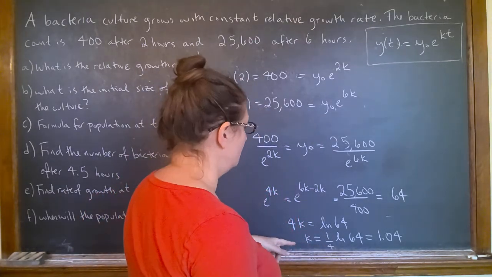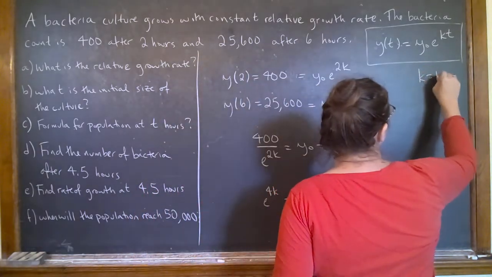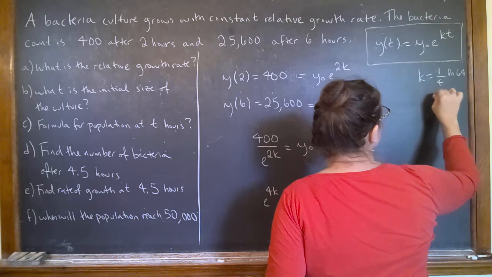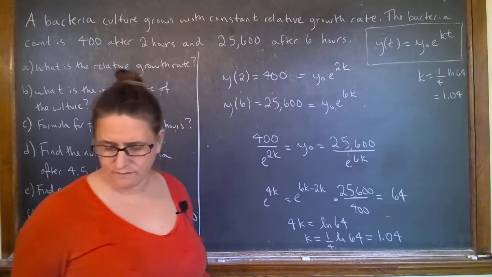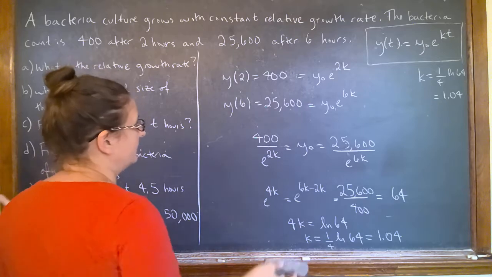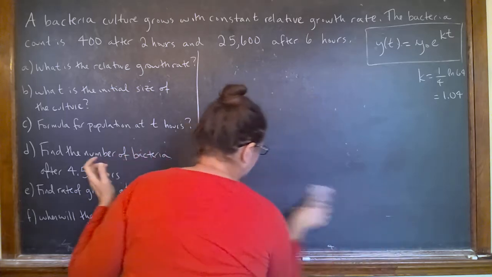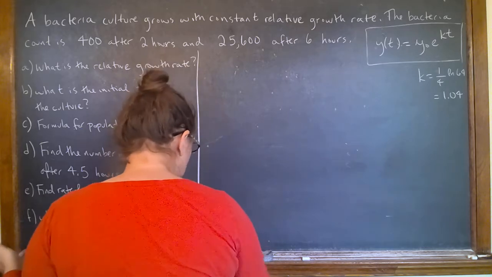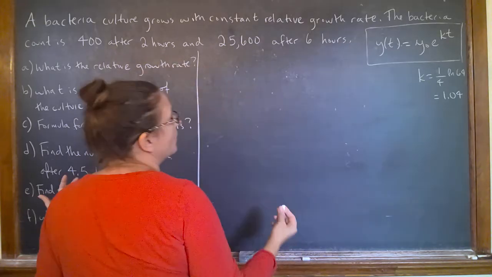So let me put this up here. K equals 1/4 ln 64, which is 1.04. That is the first problem. So the relative growth rate K is 1.04. Now my second question is, what is the initial size of the culture? I can use either of the 2 points that I had to figure out what Y naught is.